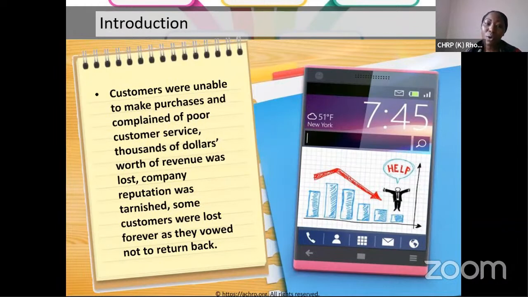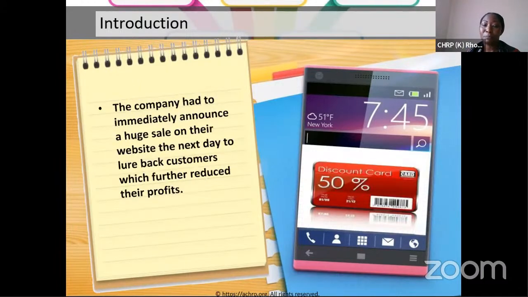So thousands of dollars worth of revenue were lost in that one day. Company reputation was tarnished. Some of the customers were lost forever, and they vowed never to return back because probably it's like this time for Christmas. I really want to get a gift before tomorrow for me to send or to travel, and the system is down. They cannot deliver. I cannot make orders. So you can imagine the frustration in the mind of the customer.